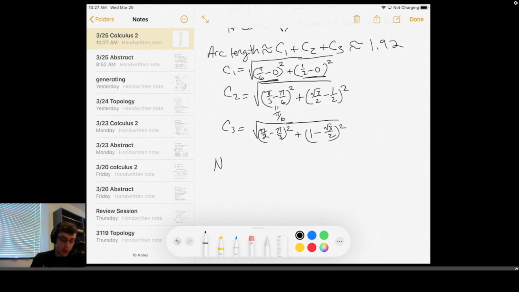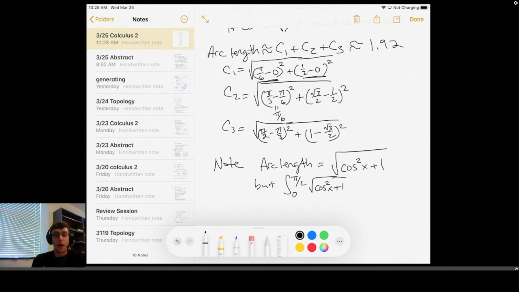And I just want to note here that the actual arc length, we have a formula for it, right? The derivative is cosine, so it's cosine squared x plus 1. But this integral is not doable without, I mean, you can do numerical approximation for it, but this does not have any nice form in terms of elementary functions, so ugly. So that's why we often are doing the approximations.